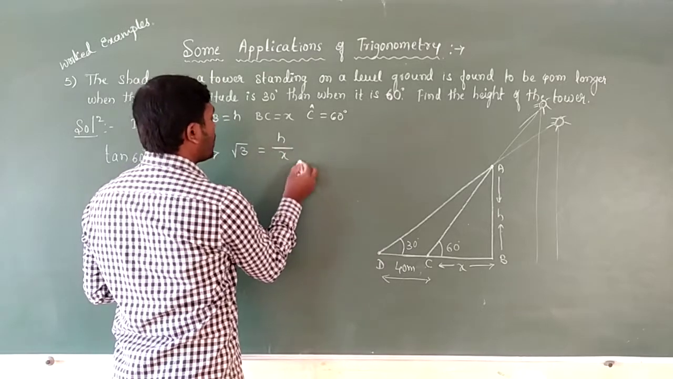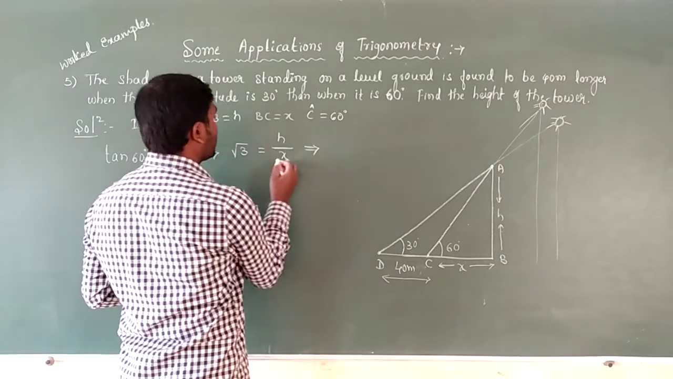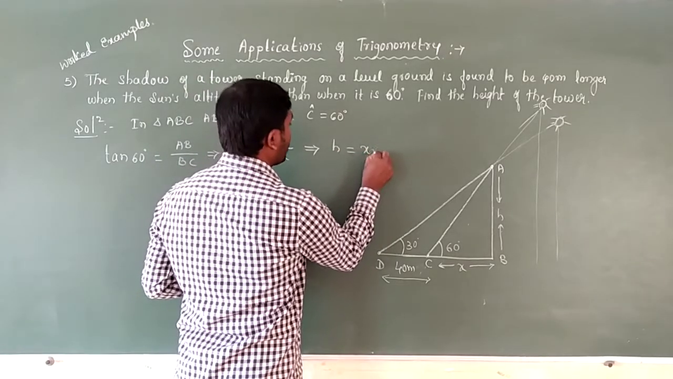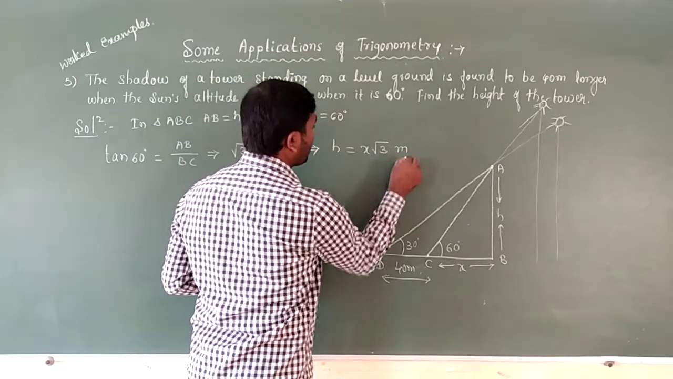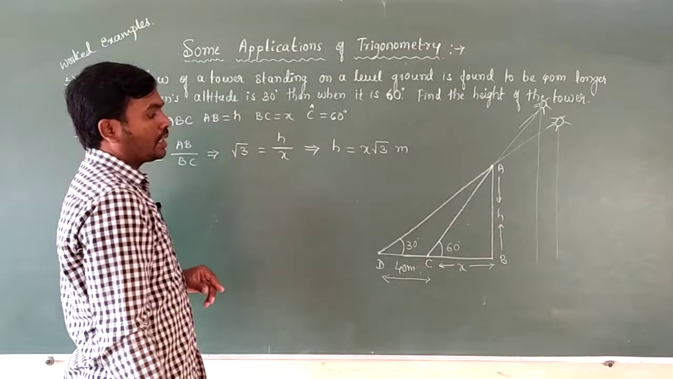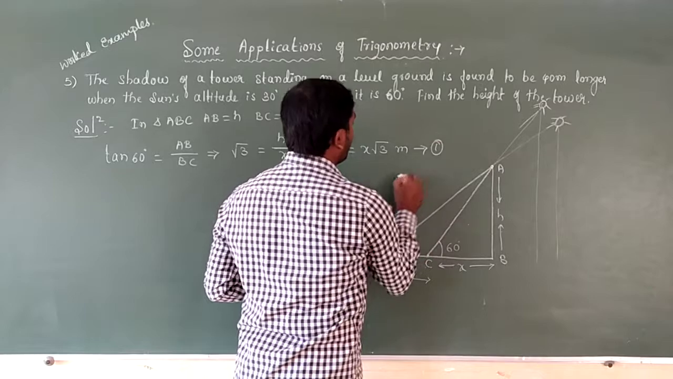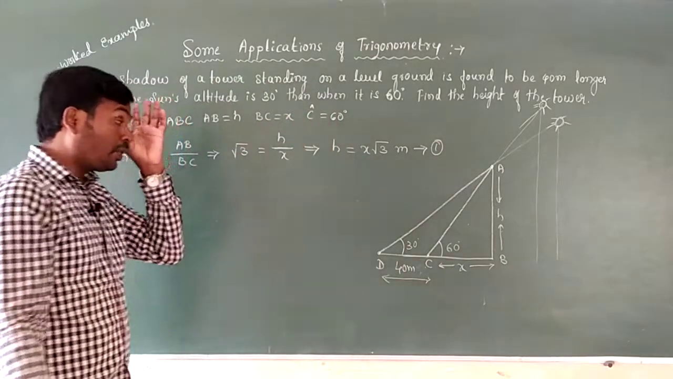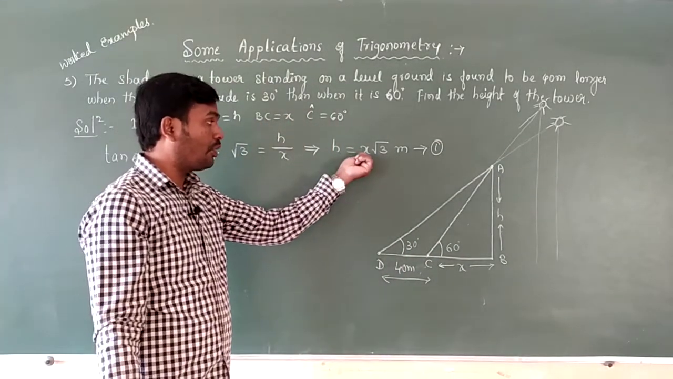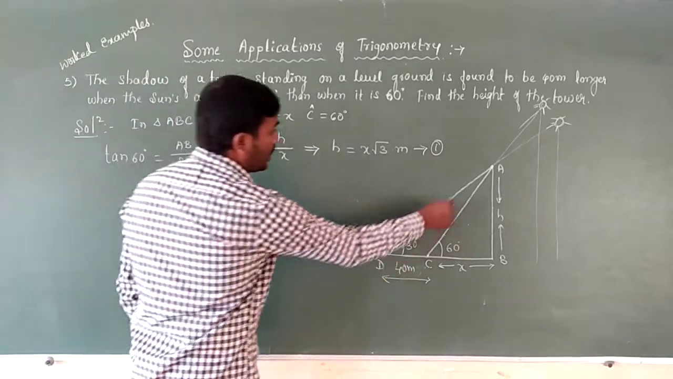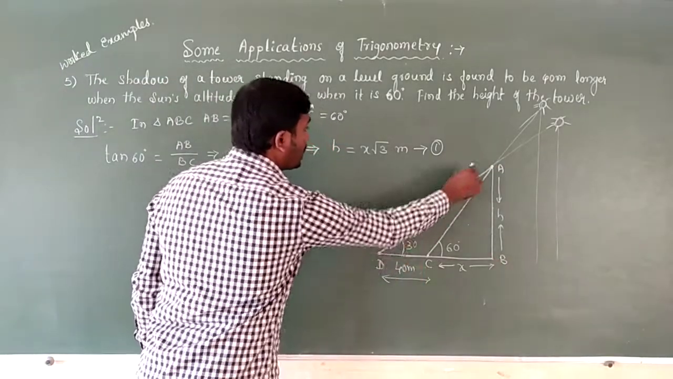So simplify this one again, children, cross multiply this one. So H is equal to X root 3 meter, that is the height of the building. Let us consider this as equation number 1. Here we didn't get the pure height of the building, so here we have one variable. To find that, let us take the next triangle here, triangle ABD.